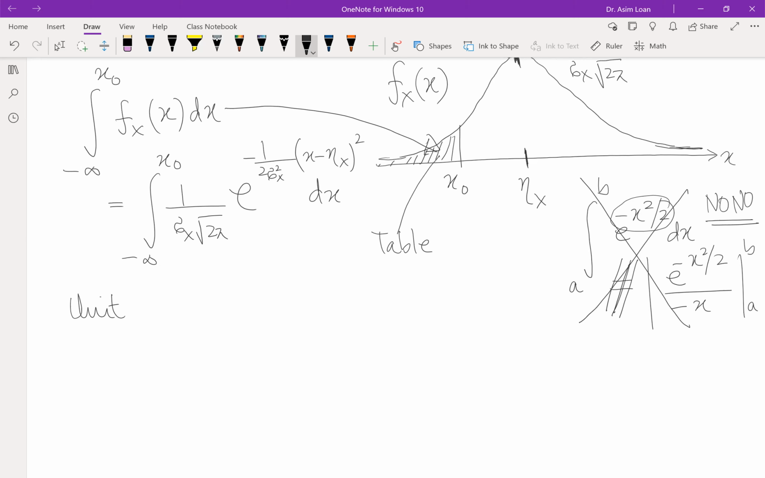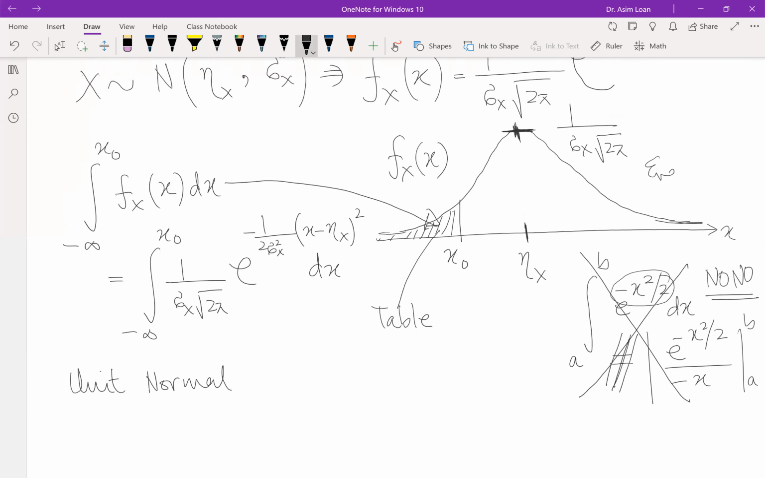So similar to that there is something known as the unit normal variate. By the way, tell me, is this function even or odd? Is this function even or odd? Even. No. Why is it even? This eta x is not equal to 0. I haven't written that eta x is equal to 0. This function is not even or odd depending on eta x. If eta x is 0, then it's even.